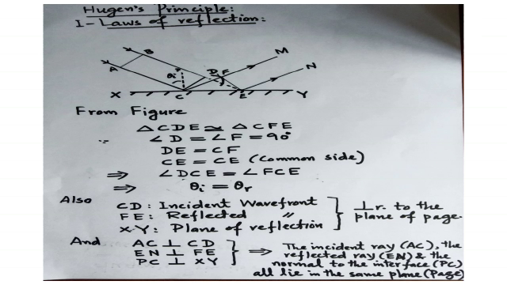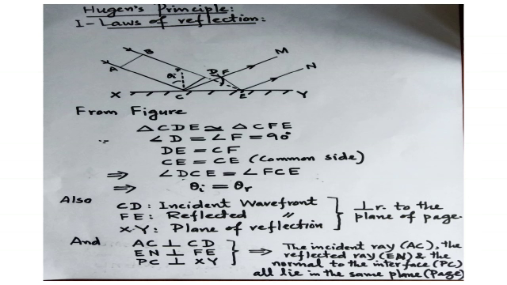Now we are going to prove the laws of reflection using Huygens principle. So you know the laws of reflection, that if light is hitting some reflecting surface, then the angle of incidence must be equal to the angle of reflection, and secondly, the incident ray, the reflected ray, and the normal at the point of incidence will all lie in the same plane.